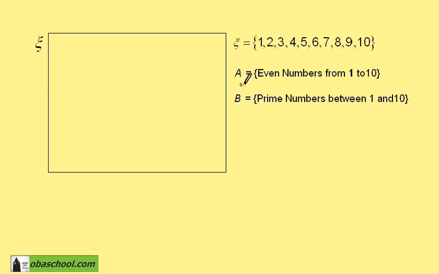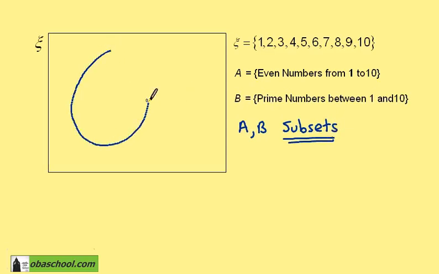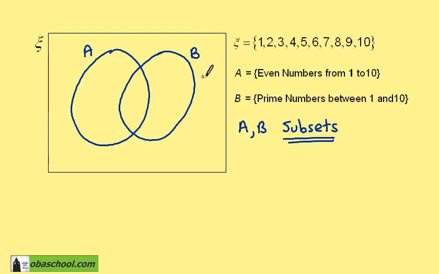Here our universal set is the same, the integers from 1 to 10, and we're given A and B. A is the even numbers from 1 to 10, and B the prime numbers between 1 and 10. These are called subsets. They are sets contained within the universal set. We represent these by ellipses within the universal set. This would be A and this B.